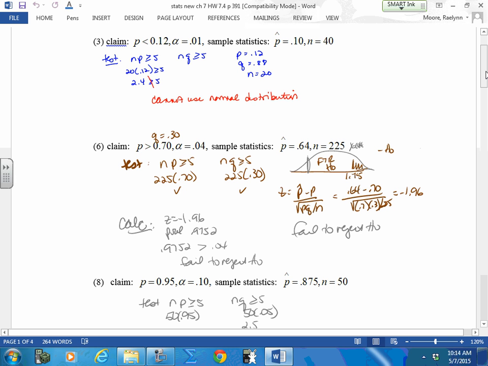Now, as a person who challenged this claim, I might look at my sample, and I might say, well, I sampled 225 people. Did I get a really good representation of my population? Would this be a normal thing? Was the researcher's claim that far off that I know I'm challenging this? That's what you decide. Sometimes your samples are not a good representation.